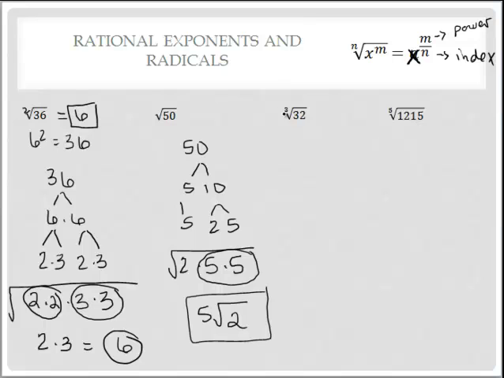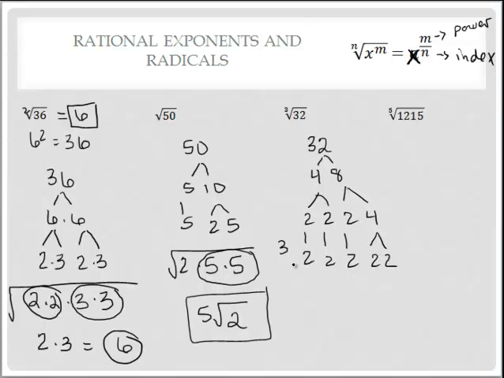So what happens when we change our index to a 3? Let's see what we have. 32 is going to be what? 4 times 8? 4 can be 2 times 2. 8 can be 2 times 4. All these 2's are prime, but 4 is 2 times 2.